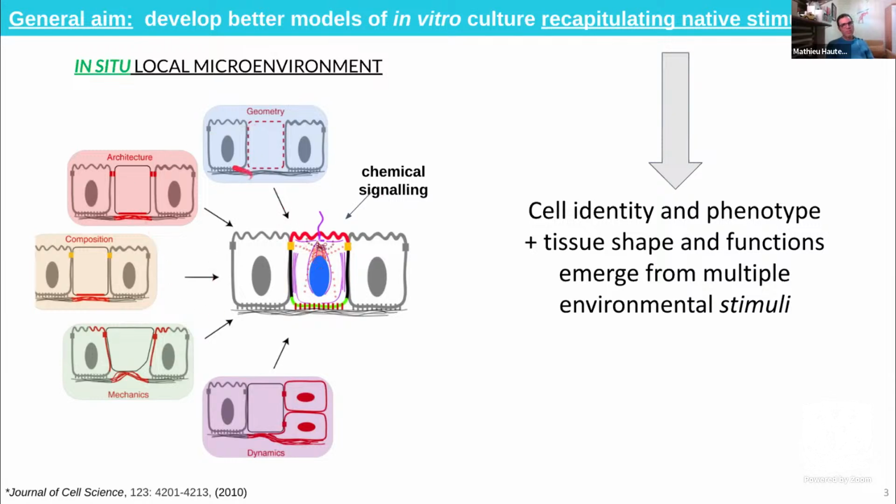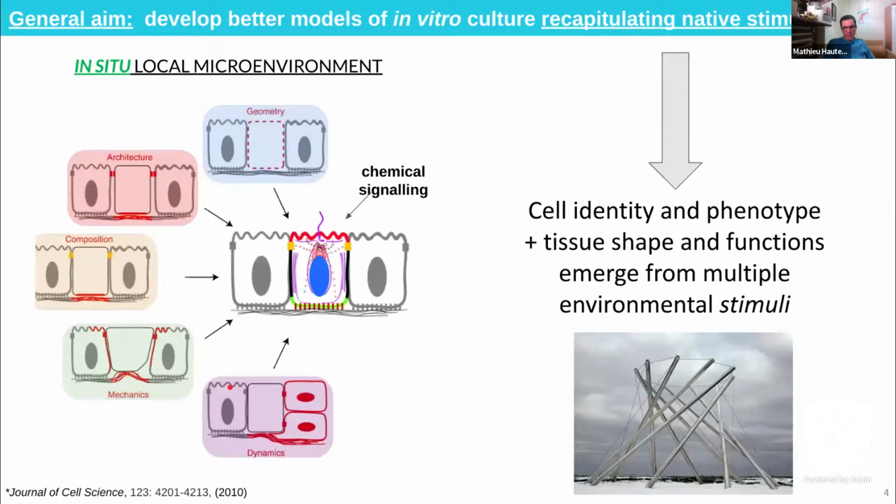But now we know that geometry, architecture that surrounds the cells, the composition of the proteins that are surrounding them also, and the mechanics, including the dynamic cells that are dividing around them, are very important cues for the cells to be what they are. They have a lot of receptors that are able to receive those signals and to tell the cell what it should be. So tissue shape and functions of cells and tissues are emerging from this multiplicity, if you want, of all the environmental stimuli that are important to mimic.